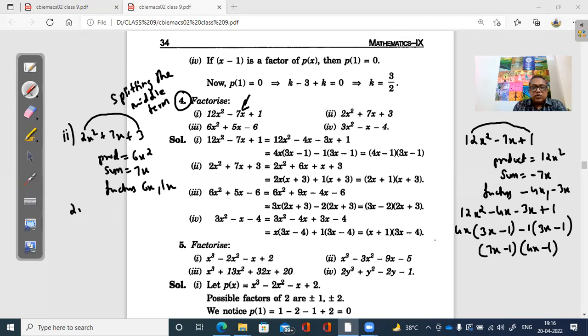So 2x square will remain as it is, plus 7x is here. So I'm going to write this as 6x plus 1x plus 3. So remember, first and last number, there is no change. It will remain as it is.